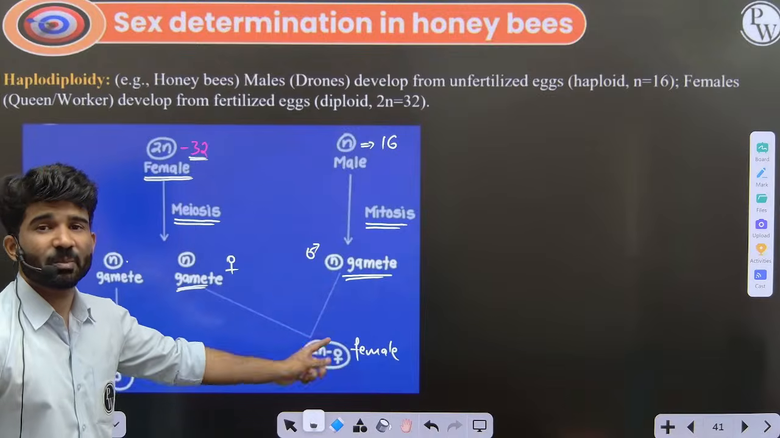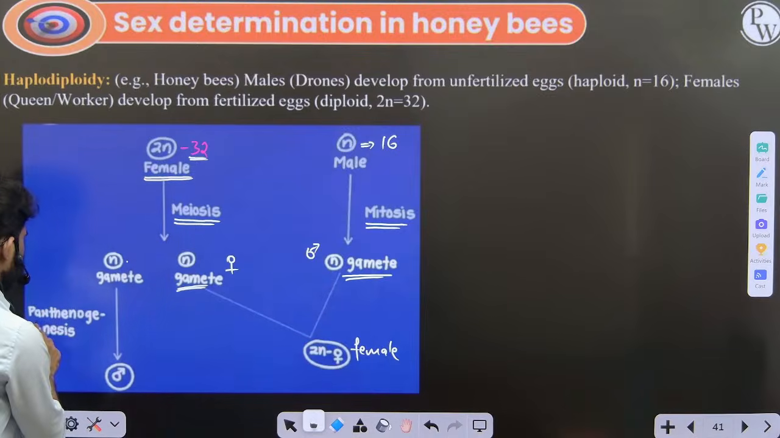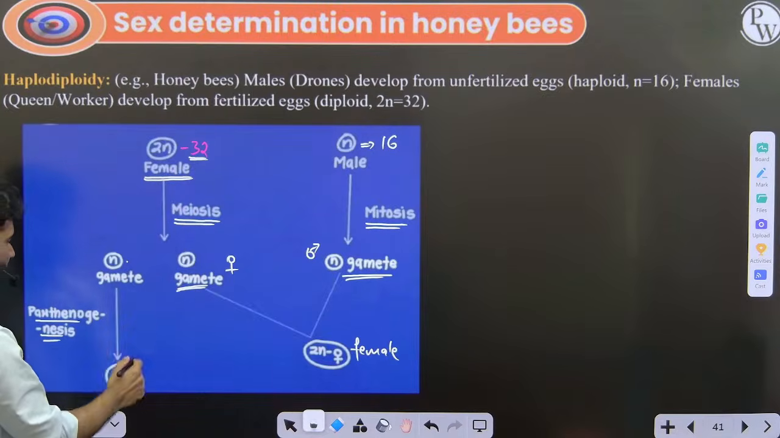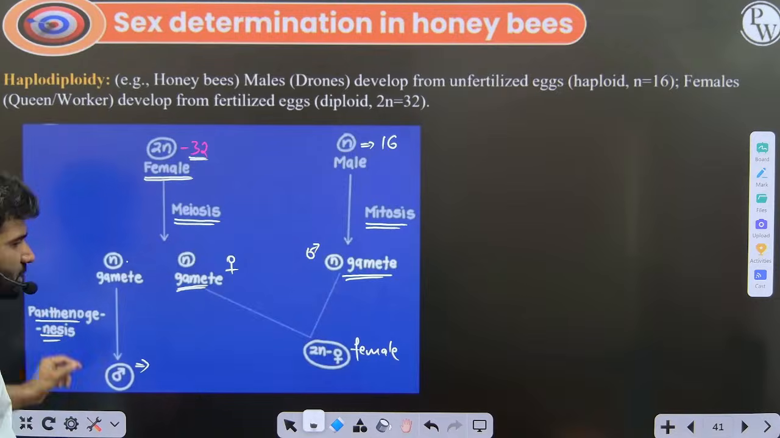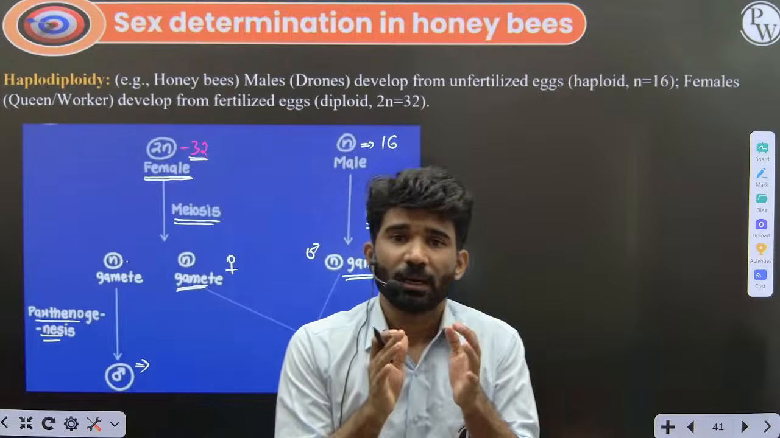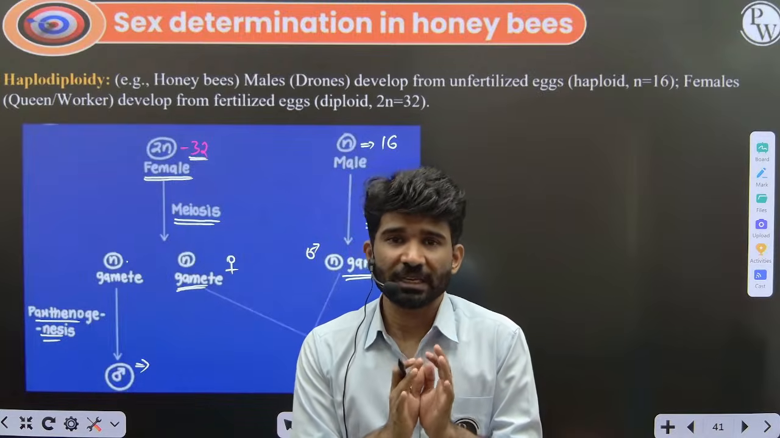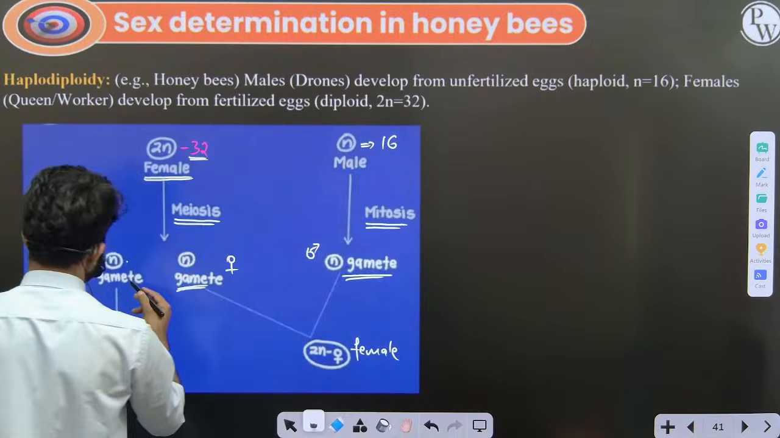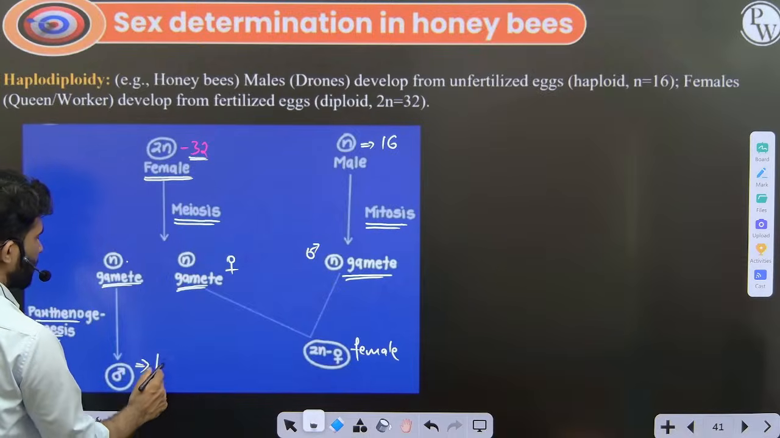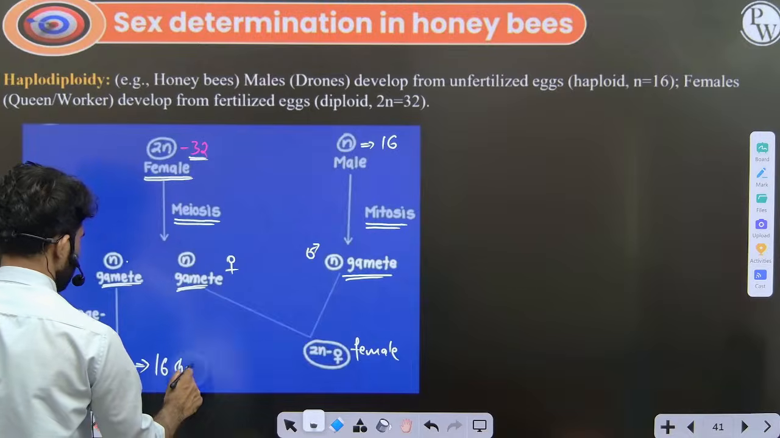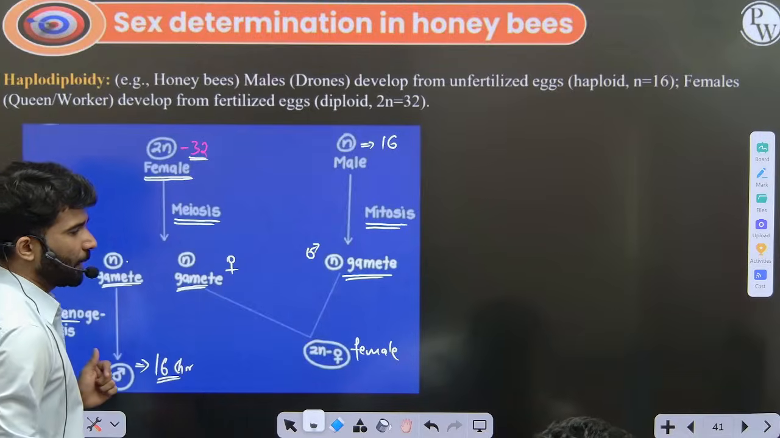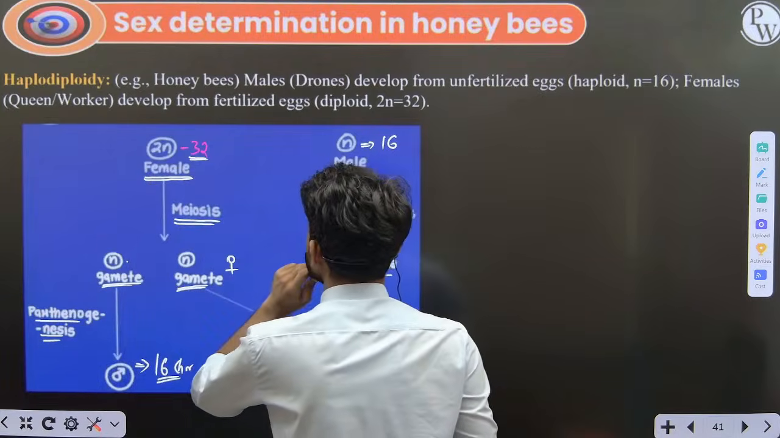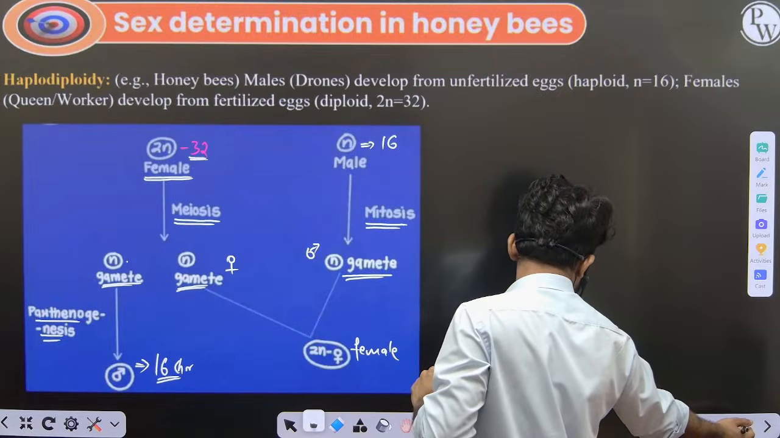When fertilization takes place, it becomes female. When parthenogenesis occurs, the gamete produced by the female will convert into a male organism. What is parthenogenesis here? The organisms which are formed without fertilization are called parthenogenic organisms, where, without fertilization, the gamete becomes a male organism. So this is sex determination in the case of animals.